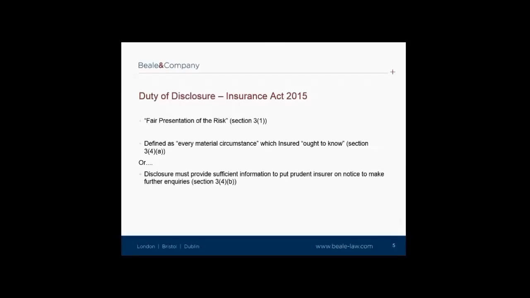This entails either the disclosure of every material circumstance which the insured knows or ought to know, or failing that, disclosure which gives the insurer sufficient information to put a prudent insurer on notice that they need to make further inquiries. The second limb is intended to operate where the insured has failed to satisfy the first limb, disclosing every material circumstance it knows or ought to know, but nevertheless has disclosed sufficient information to put the insurer on notice that it needs to seek further information from the insured before writing the risk.